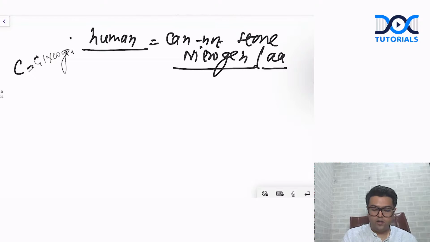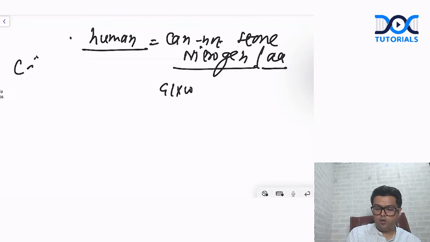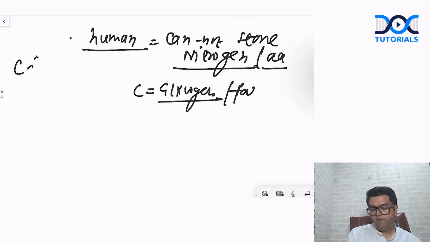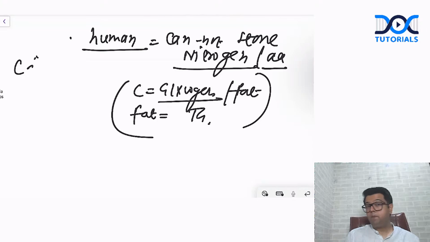As you all know, we can store them in the form of glycogen. So guys, we can make glycogen from the carbohydrates, right? Or we can even make fats from the carbohydrates, right? And fats can also be directly stored as triglycerides, but we have no mechanism to store the amino acids directly.